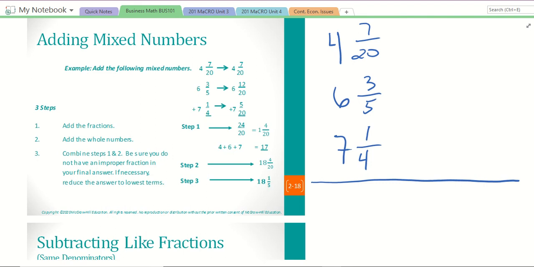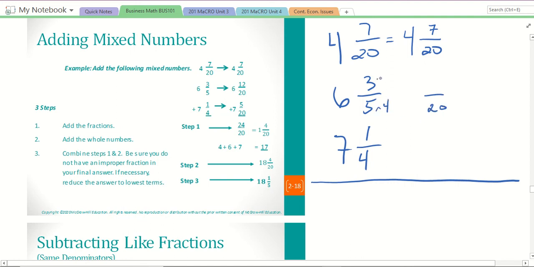So we want to know what is the lowest common denominator. Well, we know it's 20, right? So this one is going to be easy. It's going to equal 4 and 7/20. That one doesn't change. Well, I want to keep this at 20. How many times, right? It goes in there 4 times, so this is going to equal 6 and 12/20. And we know this is going to be 7 and 5/20. And this times 5 gives you 20, and this times 5 gives you 5.